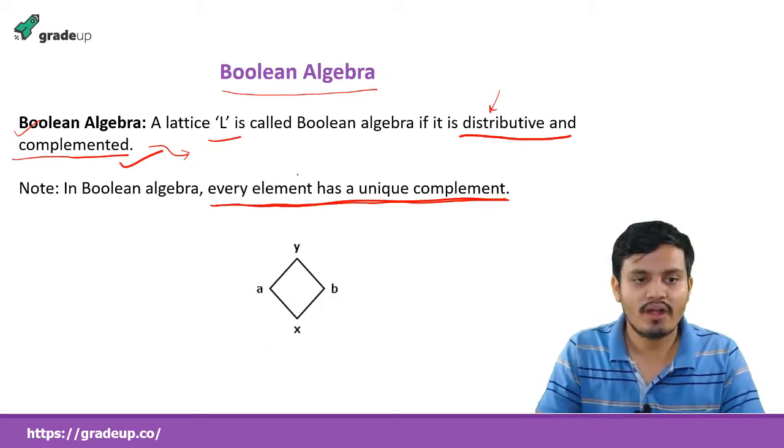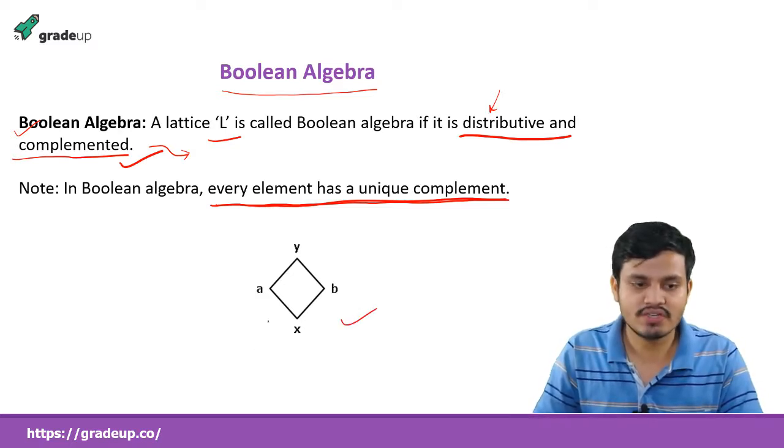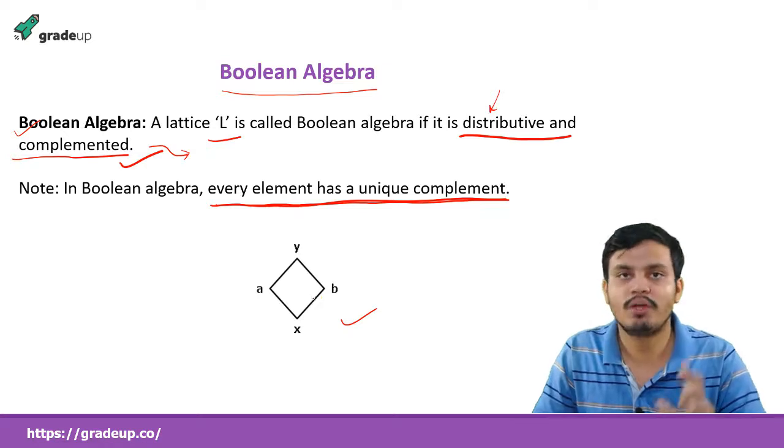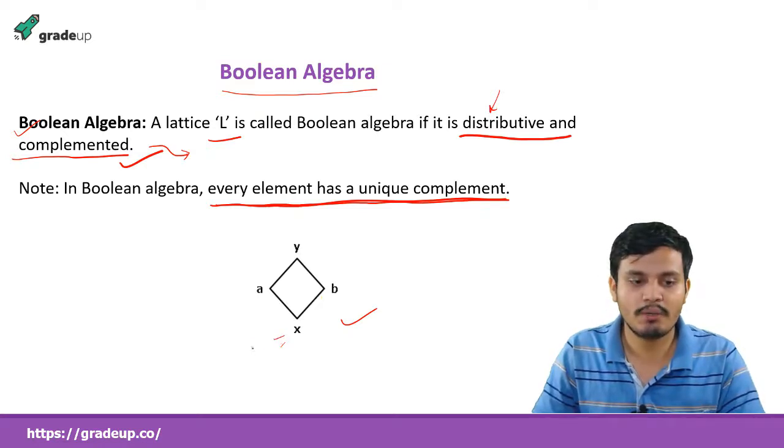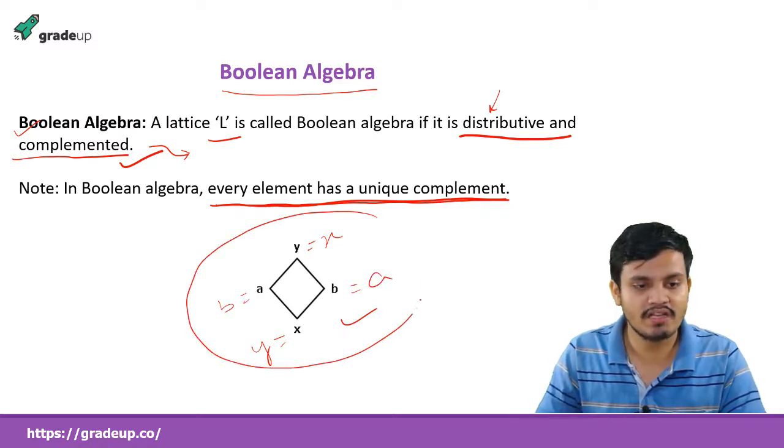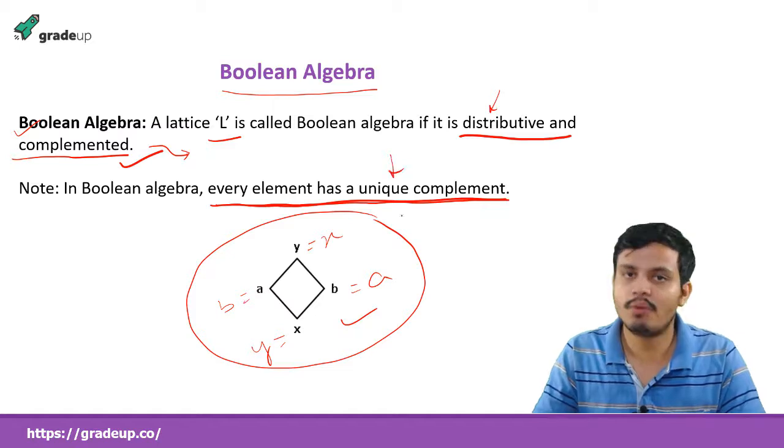Okay, now we need to find whether it is a Boolean algebra. So we need to check whether it is or not. For that, first we will see how many complements there are for every element. For x the complement will be y, for y it is x, for a it will be b, and for b it will be a. So it is a Boolean algebra because we have a unique complement.